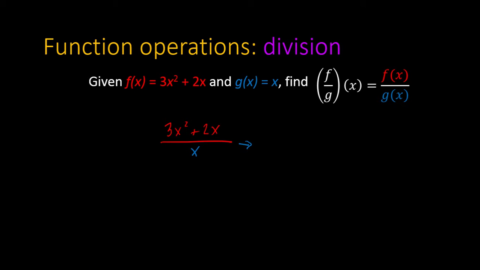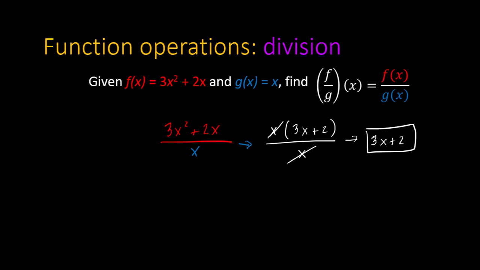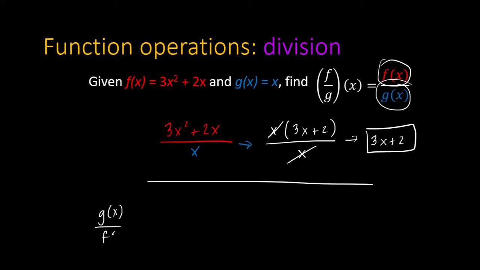Notice that I can factor an x out of everything, right? If I take an x out of the numerator, I get 3x plus 2 over x. So I cancel out that x, and I get my answer, 3x plus 2. Now, the case won't always be that f is the numerator and g is the denominator. They could have asked us to find g of x over f of x, and we would have been able to do that too. We would have just written g of x as the numerator and f of x as the denominator.